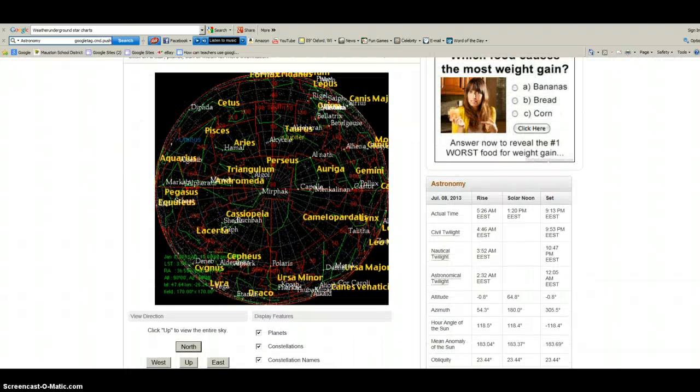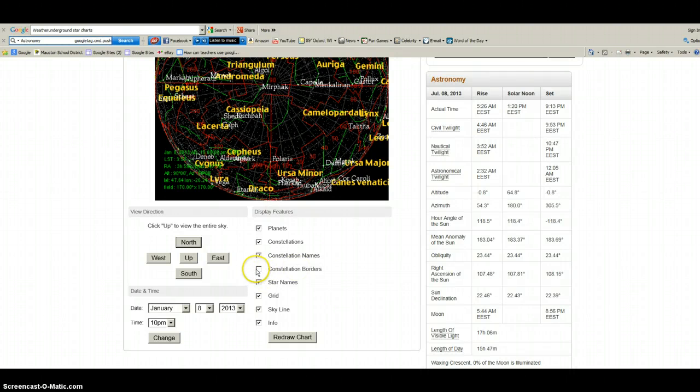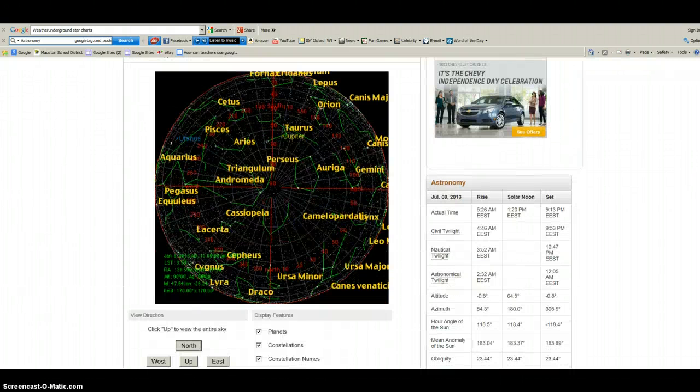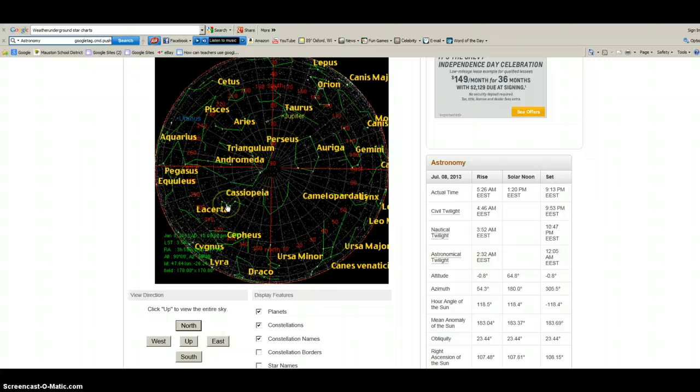And I want to see if we can find any planets. There's Auriga. I know Auriga. Let's get rid of constellation borders. Get rid of star names. Let's see, planets we still want to find. Redraw the chart, get some of that clutter out of there. Cassiopeia is this one that looks like an M or a W if it's upside down, depending upon the angle you're looking at. There's Auriga, that's easy to see in this night sky, usually very strong.